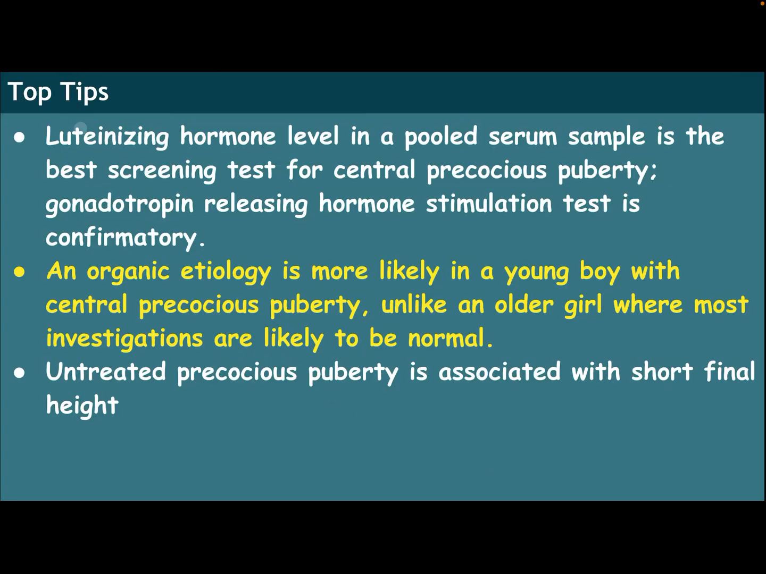Top tips. Luteinizing hormone level in pooled serum sample is the best screening test for central precocious puberty. Gonadotropin releasing hormone stimulation test is confirmatory. An organic etiology is more likely in a young boy with central precocious puberty, unlike an older girl where most investigations are likely to be normal. Untreated precocious puberty is associated with short final height.